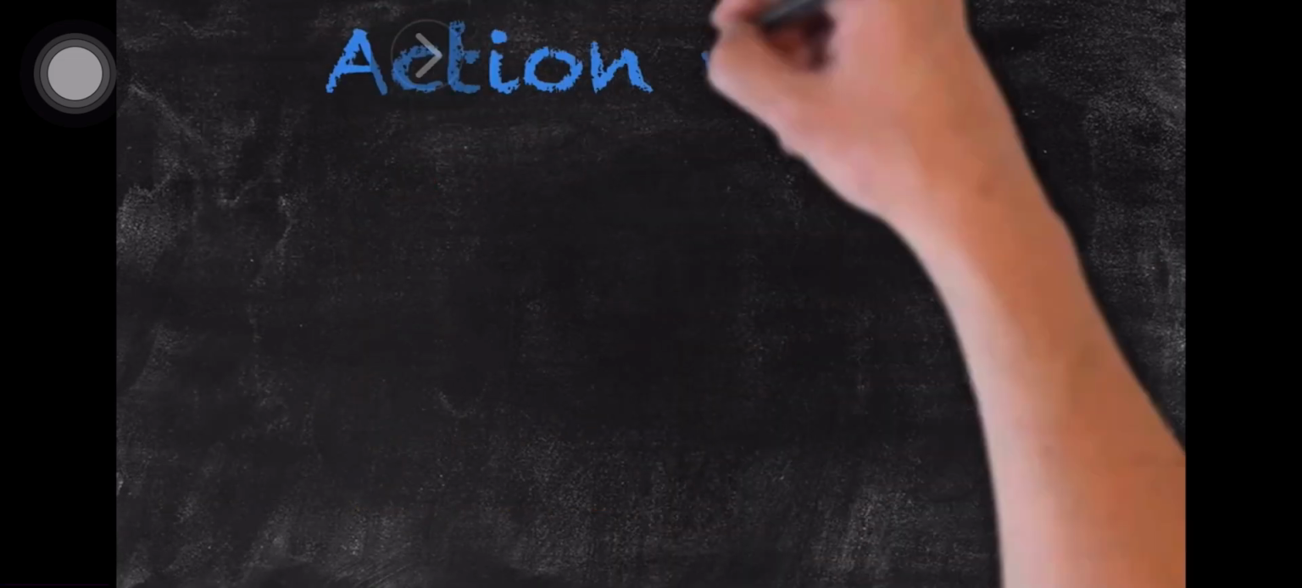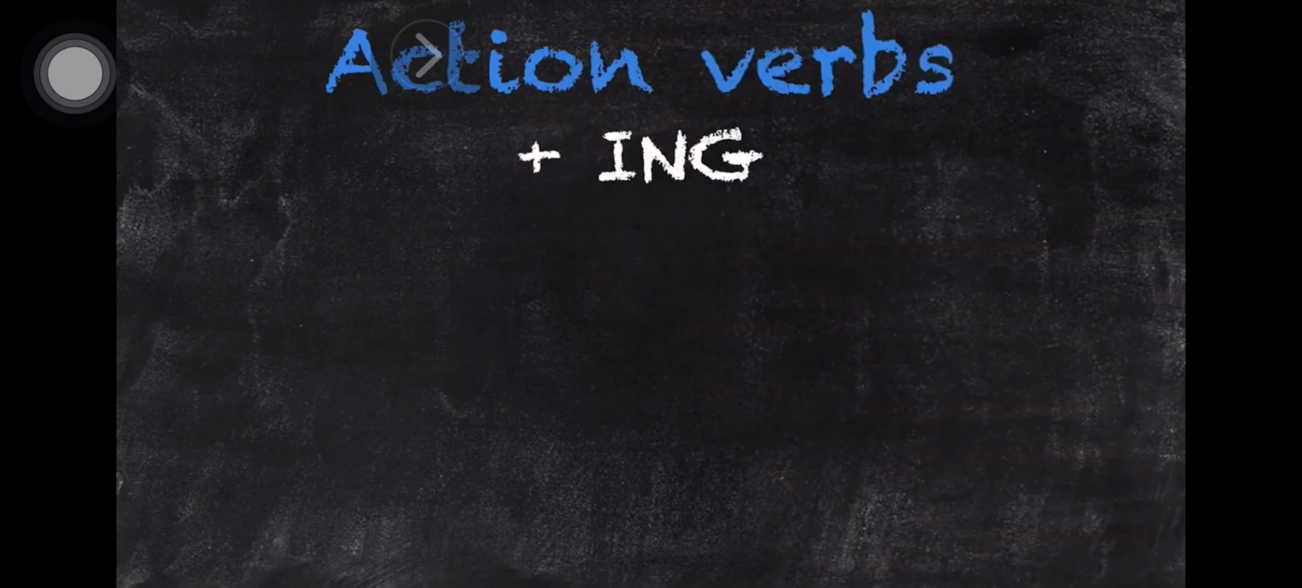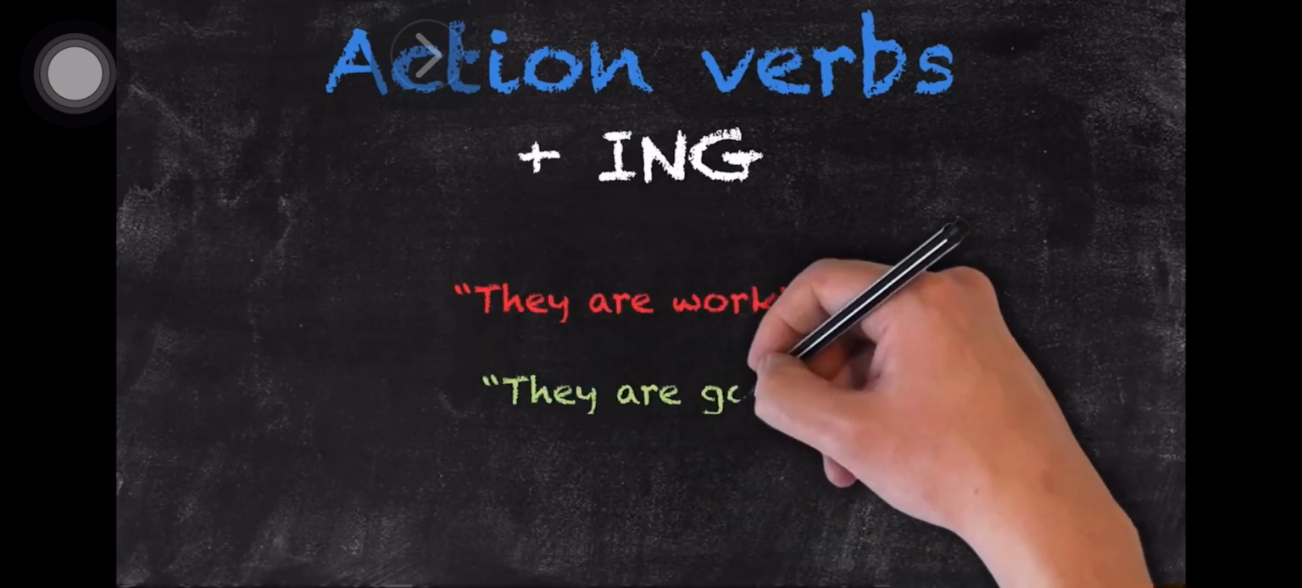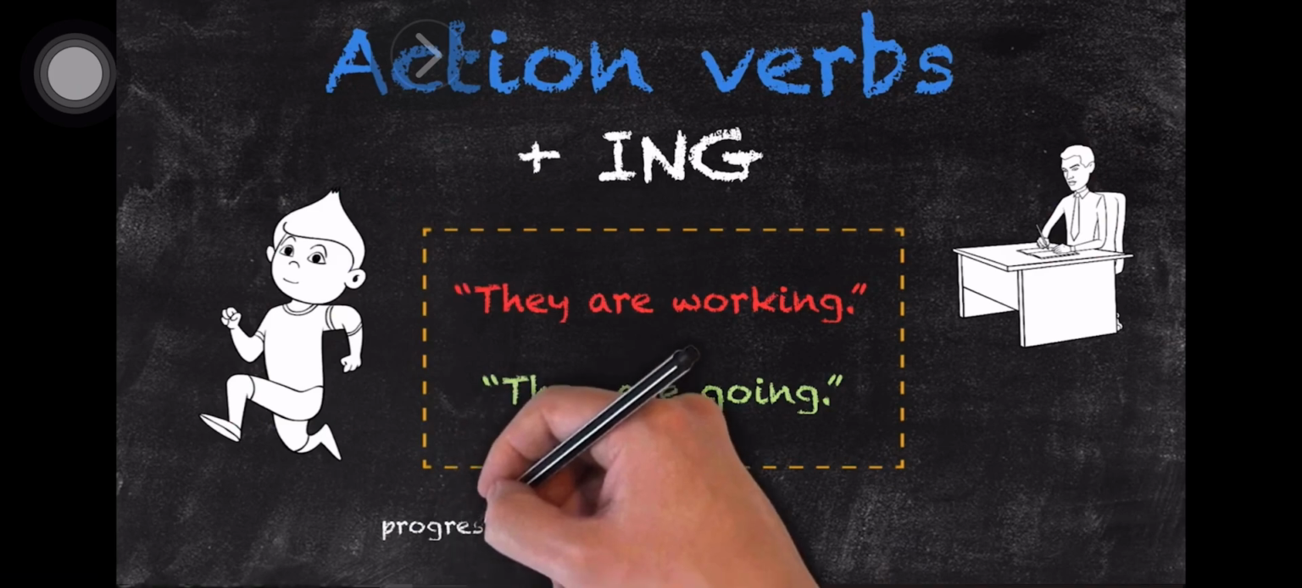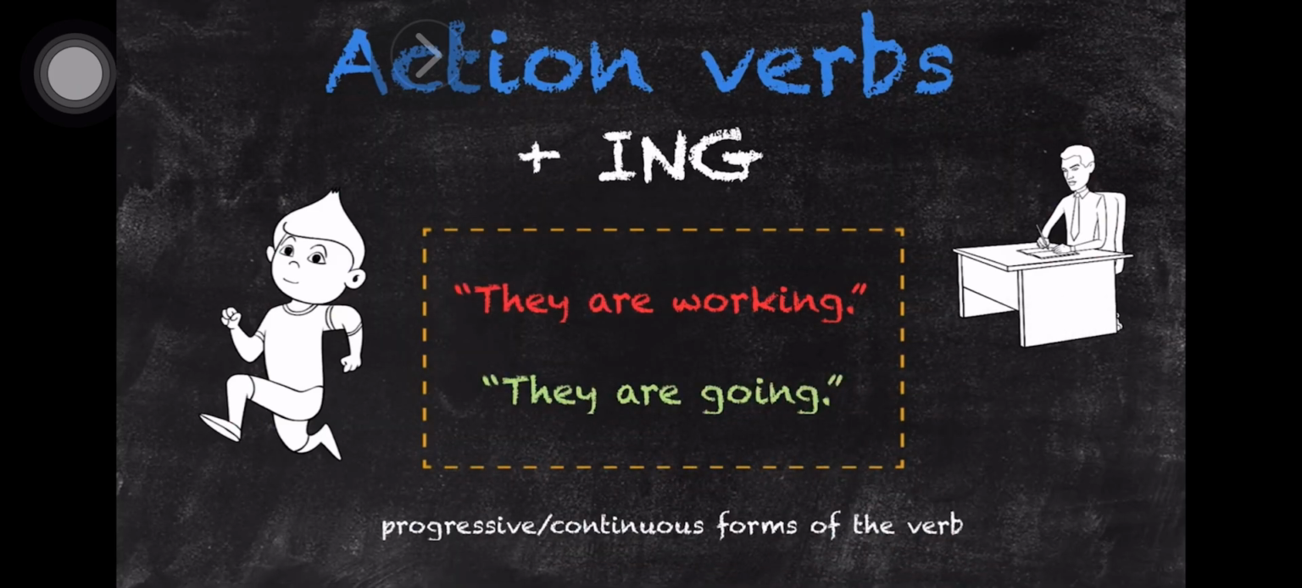However, these action verbs do often take the ing form. We could easily say, they are working, or they are going. These are the progressive or continuous forms of the verb. We'll get into that when we talk about our various tenses.